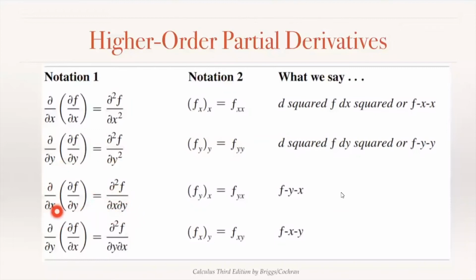but del x of del y, that'd be del squared f del x del y. So the x partial derivative came second, so that would go first since function composition is right to left. Likewise here.